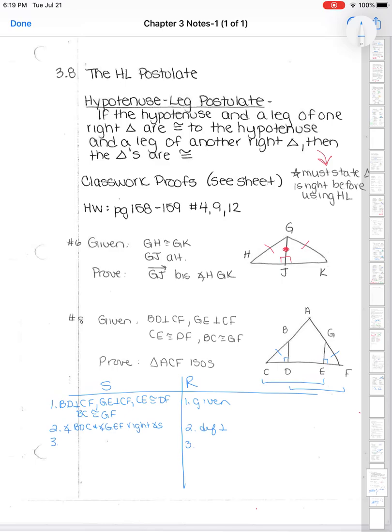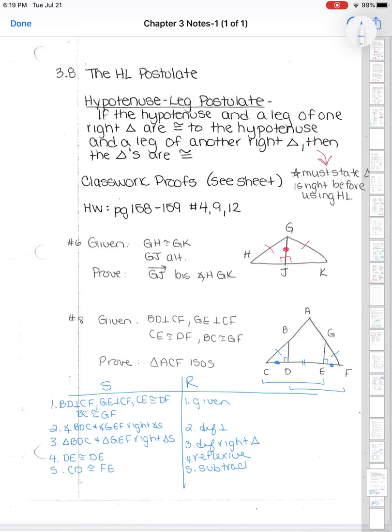So what I'm going to do is I'm going to say that angle BDC and GEF are right angles by definition, perpendicular. Then what I'm going to do is I'm going to say that the triangles are right triangles. BDC and GEF are right triangles by definition, right triangle. All right, so I've got the angle and I've got the hypotenuse. Now I need a leg.